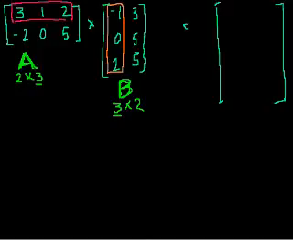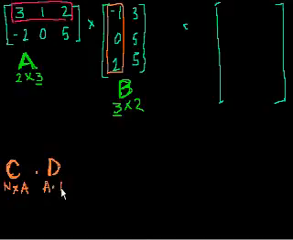For example, if this is matrix C, and I don't care how many rows it has, it can have n rows and a columns. I can multiply it times matrix D as long as matrix D has a rows. As long as you can say these two inner numbers are the same, right? This 3 is the same as 3.